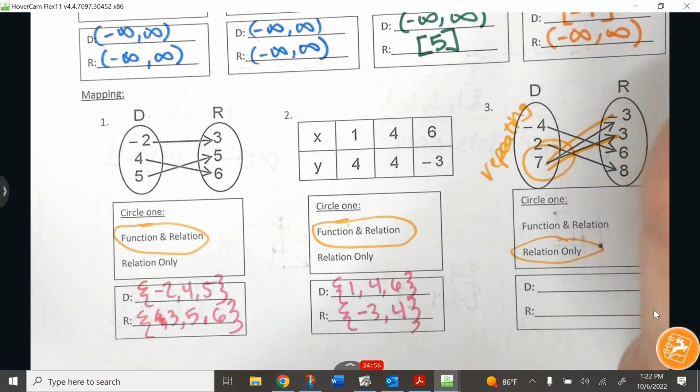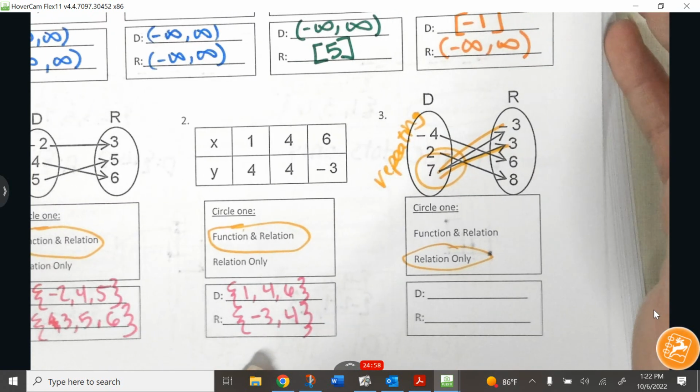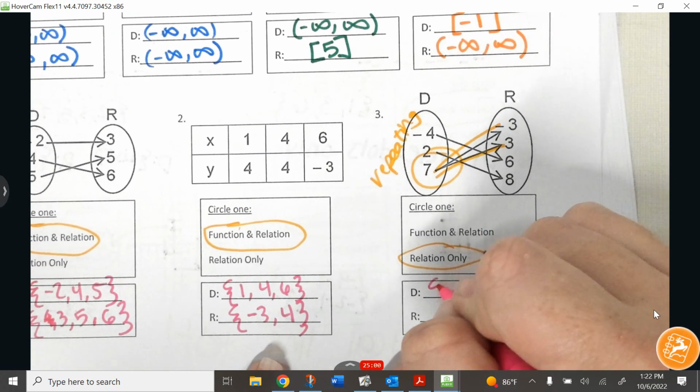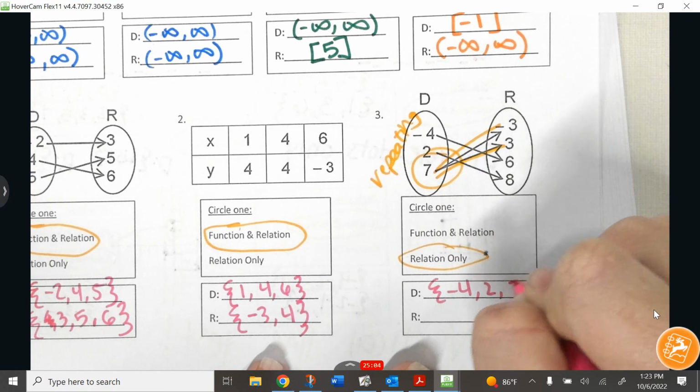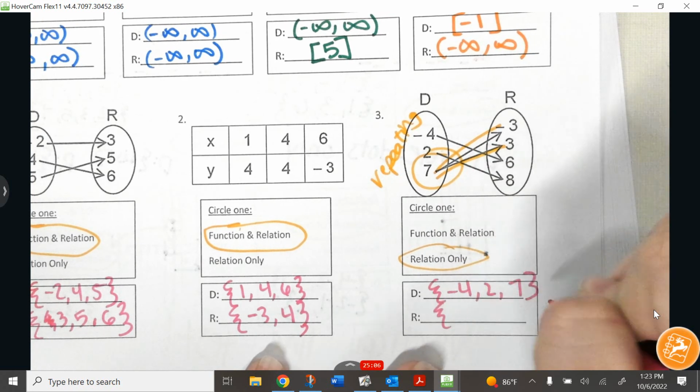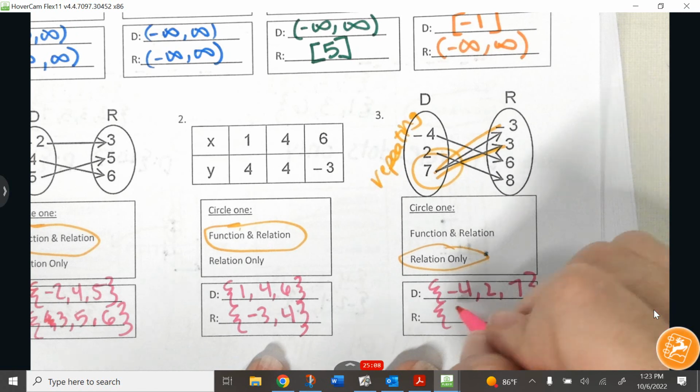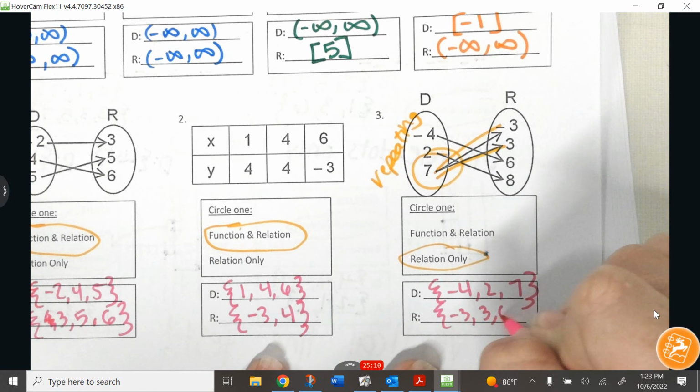Okay, and then the last one. My x values are -4, 2, 7. And then the range is -3, 3, 6, 8.